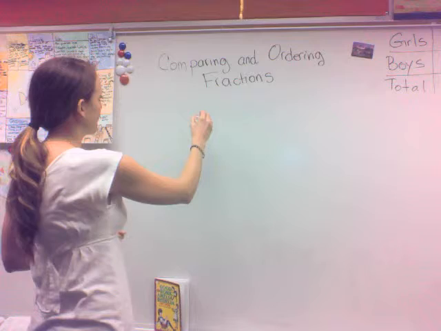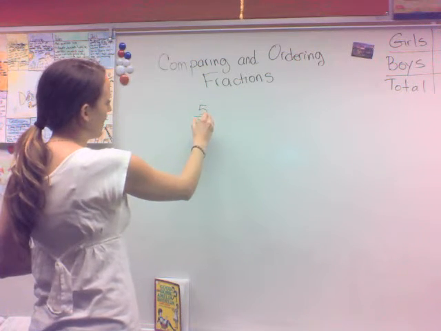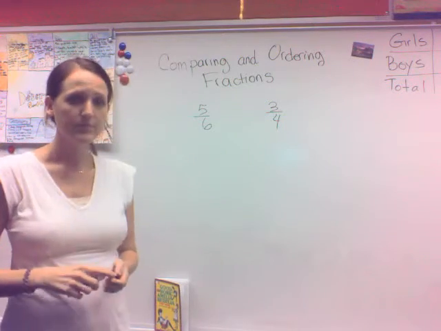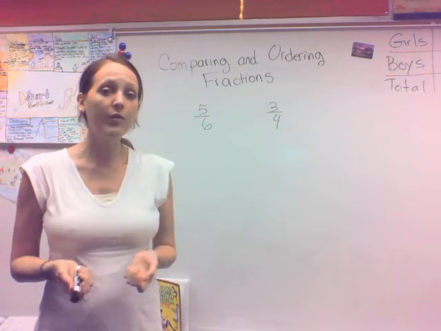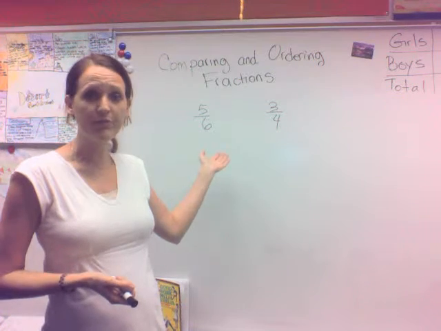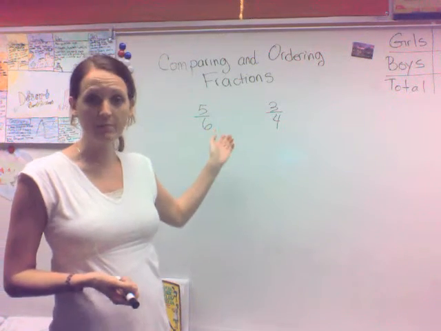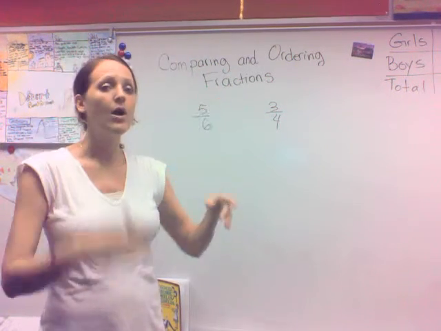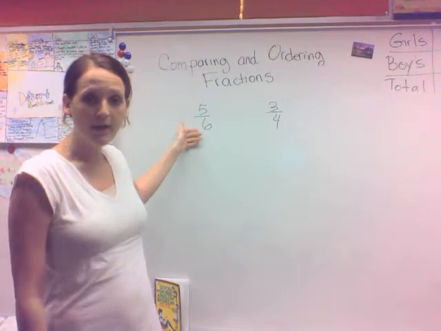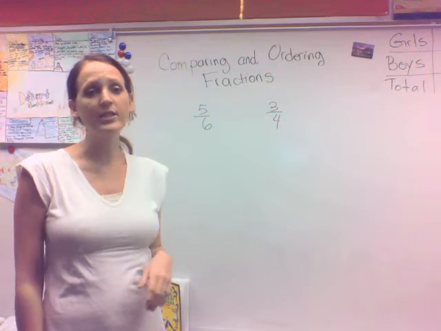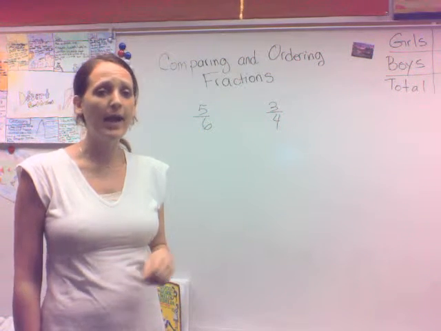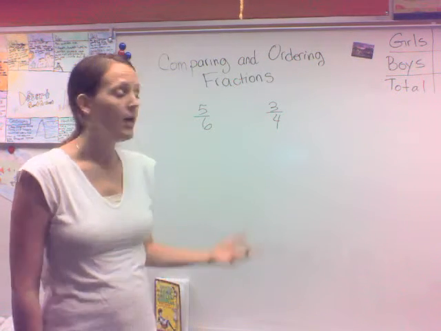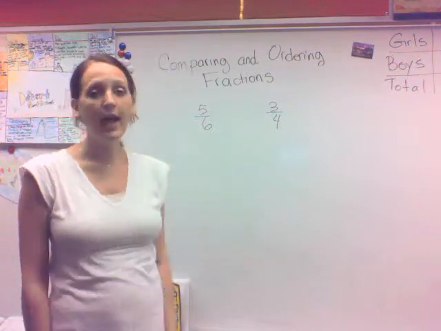So for example, if we have 5/6 and 3/4. Well, we looked at equivalent fractions and how we're allowed to play with fractions and change their names as long as we do it to the bottom and do it to the top. One way that we can compare and order these fractions very simply is by renaming them so that the denominator is the same. So we have a 6 and a 4.